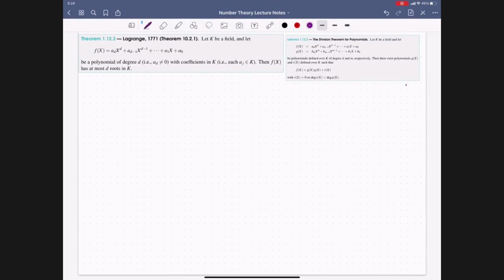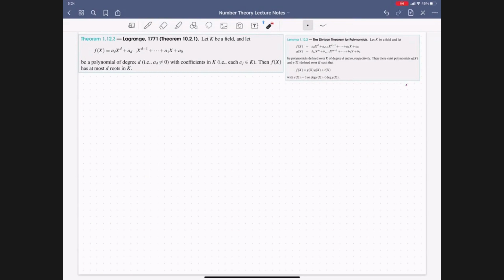So now we're ready to prove the famed Lagrange's theorem. The statement says that for K a field, a polynomial of degree d has at most d roots in the field K. So how do we prove this? We're going to be using the division theorem for polynomials, so we're going to be assuming this.